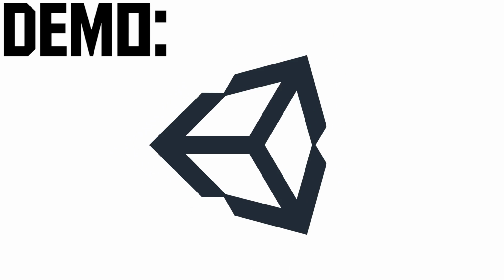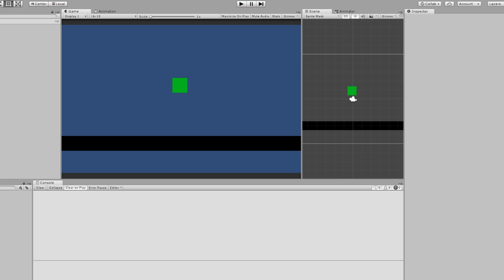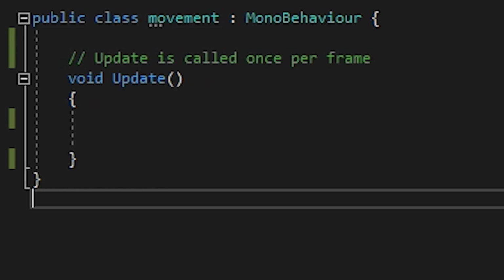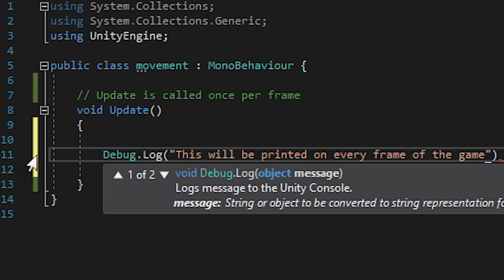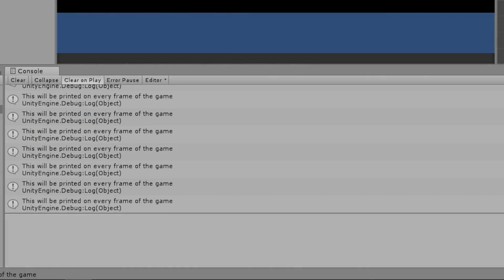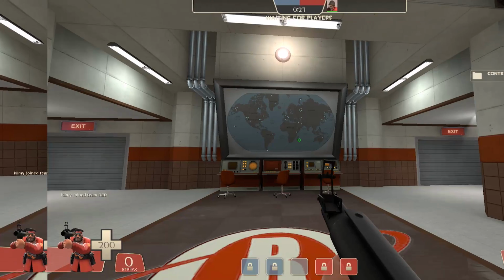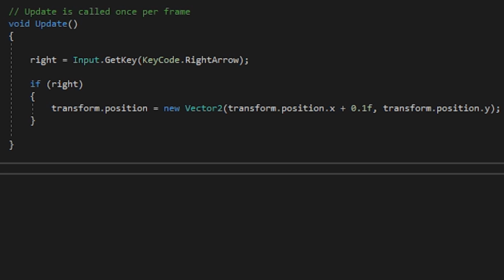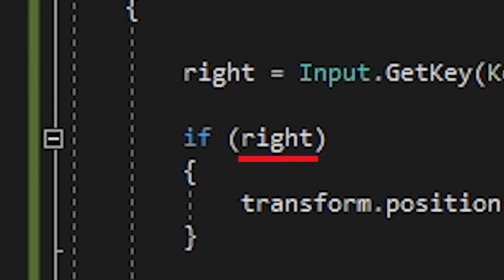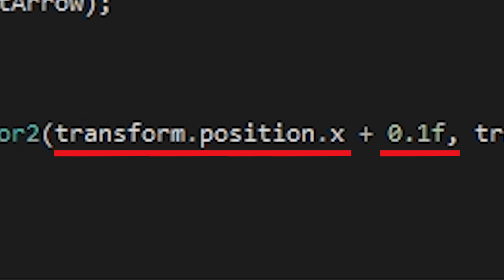Let me demonstrate with a Unity project. Here we have a square. We're going to move this square. So let's write some code. Here we have a function called update. So basically whatever we put in update will happen on every single frame of the game. It could happen 300 times per second, it could happen 10 times per second, but all we care about is that it happens every single frame. So here we have some code, and it basically says if we press right, we'll add 0.1 to our square's x coordinate. And if we look at our project, you can see that we're moving right, it works fine.